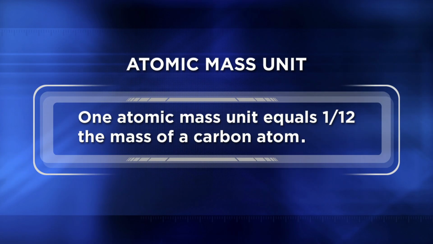To do that, though, it will help to get a little more information on how atomic mass is measured. The unit we use when dealing with masses of atoms is called the AMU, and it stands for atomic mass unit. The AMU is based upon the carbon-12 atom, and the creators of the AMU decided that one atomic mass unit equals 1/12 the mass of a carbon atom.